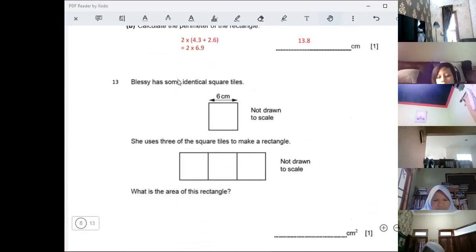Okay, now for this one, Blasi has some identical square tiles. She used 3 of the square tiles to make a rectangle. This one. What is the area of the rectangle? How do we do this?